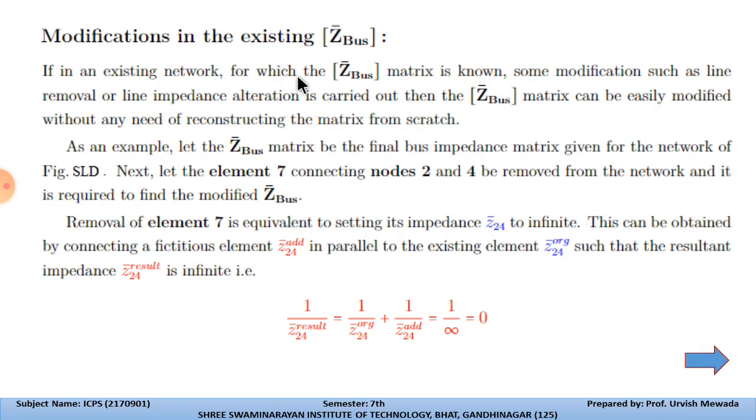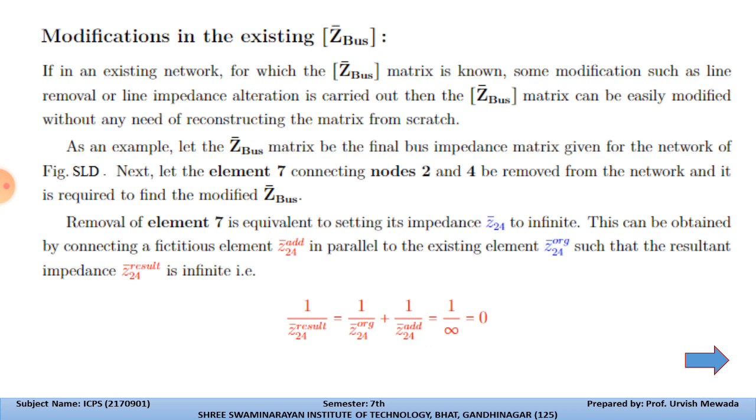Now the modification of the existing ZBus can be done if, for an existing network for which the ZBus matrix is known, modifications such as line removal or a change in line impedance are carried out, then the ZBus matrix can be easily modified. Over here 1 upon Z24 result is equal to 1 upon Z original plus Z24 addition, so this will become 1 upon infinite. That means it is 0.